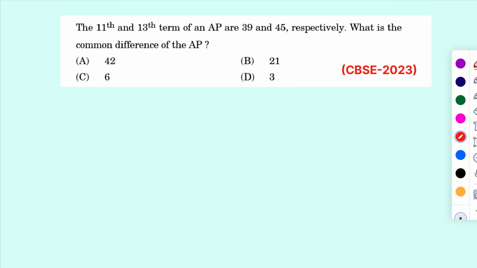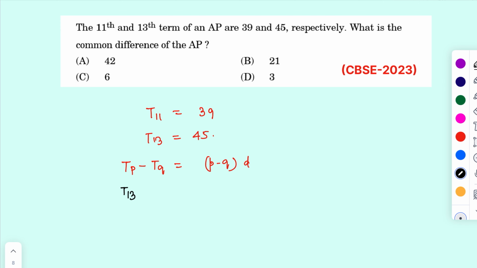If the 11th and 13th terms of an AP are given, that means T11 is equal to 39 and T13 is equal to 45, and we have already found that TP minus TQ is equal to (P minus Q) into D.